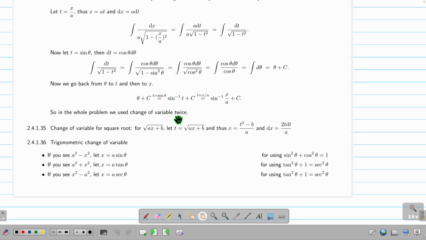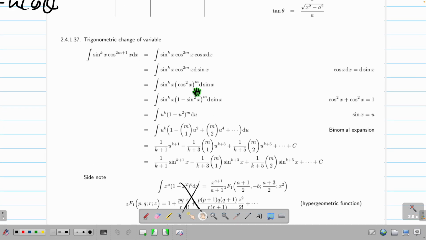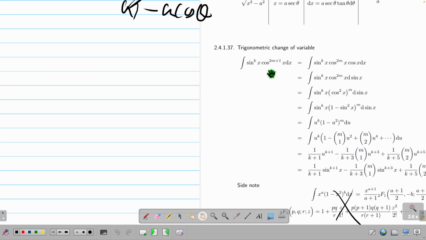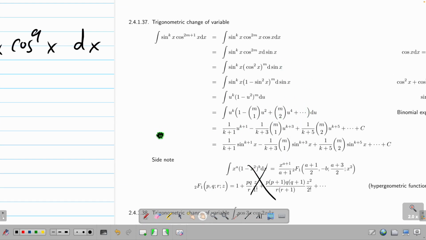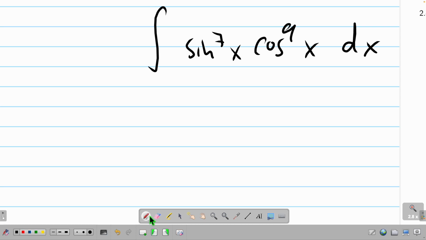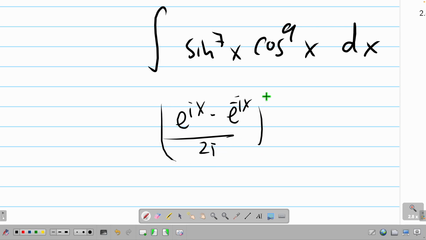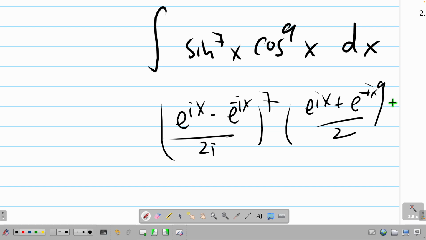One of the reasons that makes integration hard is that this kind of sine cosine thing is just very tedious. For example, this, oh my gosh. But let's see what happens if I do this using complex numbers. Let's say I have sine to the power 7, cosine to the power 2m plus 1, say 9. What's the classical way? Nobody will do that. So I turn everything to complex numbers: (e^(ix) minus e^(-ix)) divided by 2i to the power 7, and cosine is (e^(ix) plus e^(-ix)) divided by 2 to the power 9, dx.